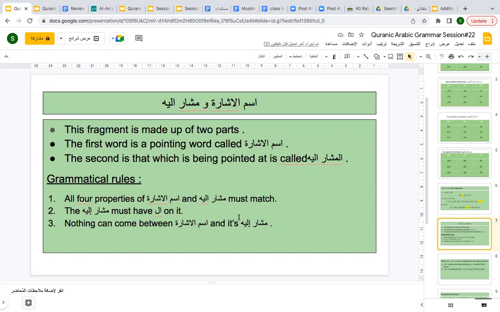In the ism that has four matching properties, we have seen that there can be other isms or a harf in between the two isms that have all four matching properties. I hope everyone is with me so far. Ismul ishara and mushar ilayhi, like idafa and al jar wal majroor, cannot have anything come between them. So ismul ishara and mushar ilayhi cannot have any other ism in between them. I hope this point is clear to everyone.